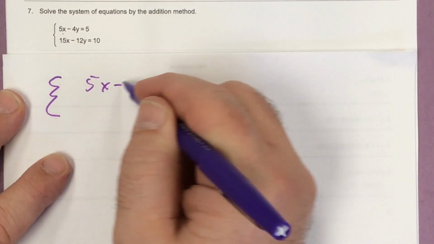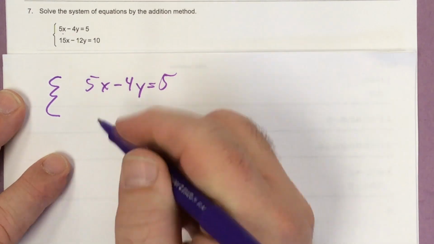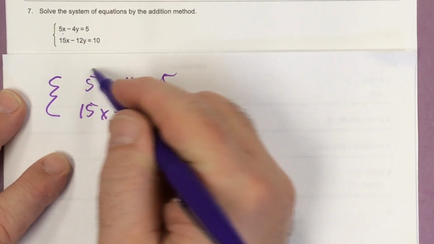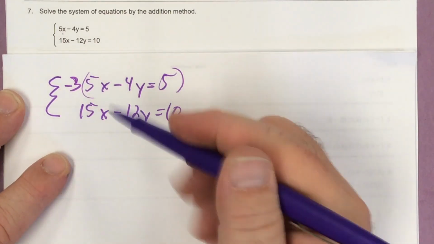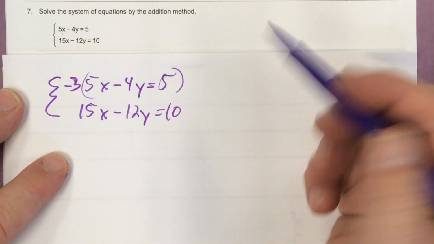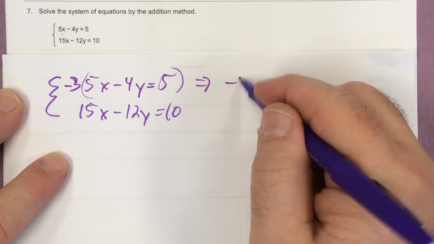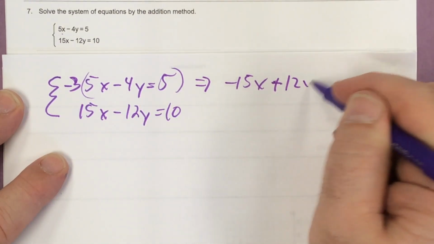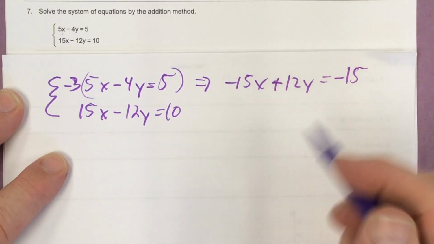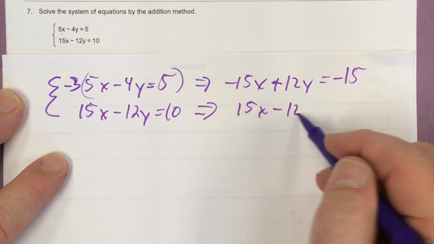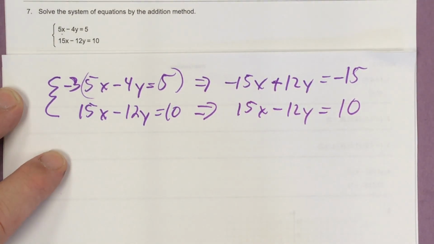So I'm going to take 5x minus 4y equals 5. And this will be 15x minus 12y equals 10. And I'm going to multiply this by negative 3. Remember, I have to get one of these to have opposite signs with this, and then be the same number. This will give me negative 15x. This will give me positive 12y. This will give me negative 15. Then I'm just going to write what I have below here. 15x minus 12y equals 10.